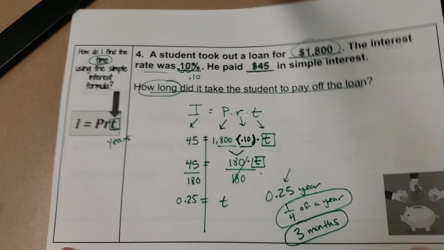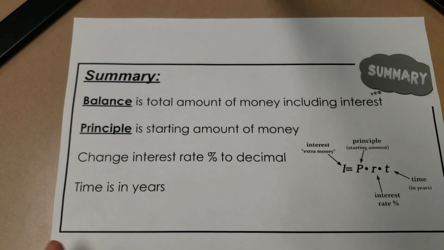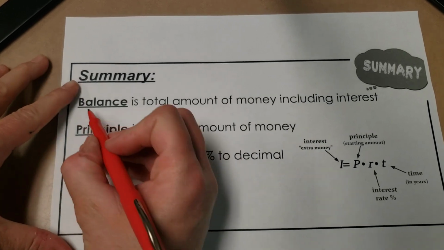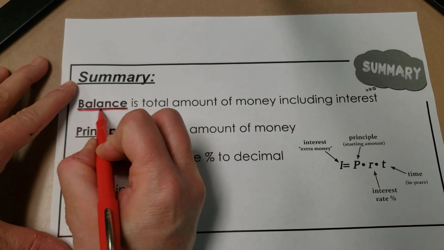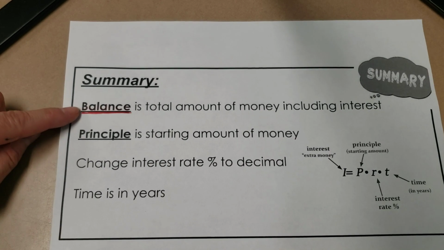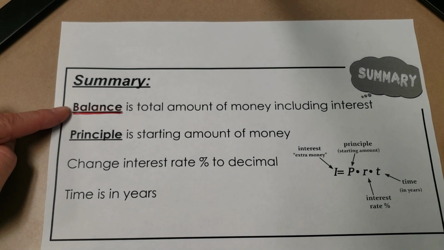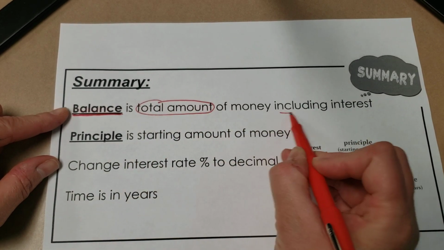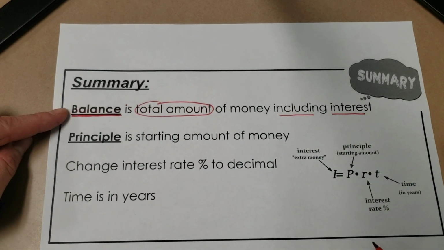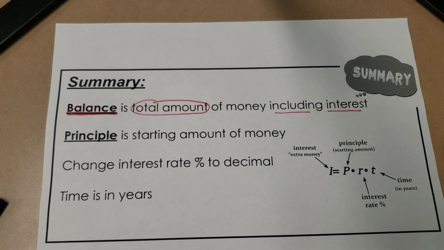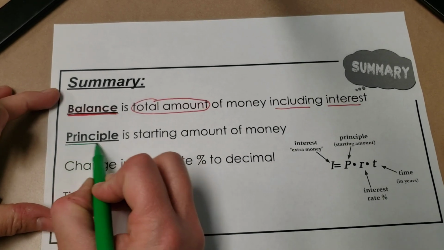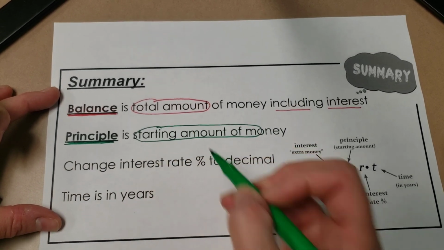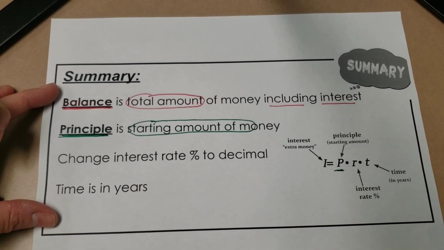All right, let's go to our summary. Let's look at what we've done in our summary here. A couple important vocab words that we learned today was balance. We had to use the simple interest formula to find interest, and then once we found interest, we could figure out the balance. So balance is the total amount of money, including any interest. That gets us our balance. Principal is another word. Principal is the starting amount of money, and that's in our formula right here. That's our principal.